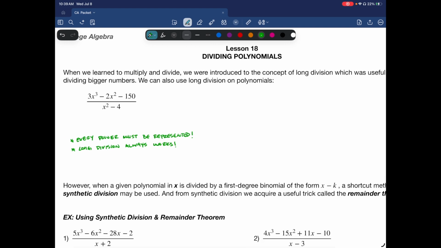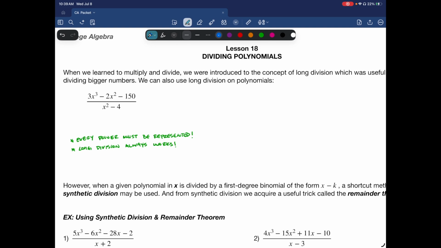All right, so a couple things you need to know right out of the gate. Every power must be represented from highest to lowest, and long division always works. The bulk of this lesson is going to be using synthetic division, which we'll talk about in a second, but it works some of the time. And I'll explain to you when it works and when it doesn't when we get there. But here's the thing: long division always works.